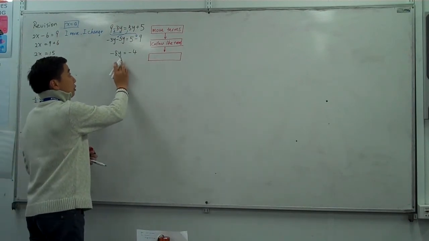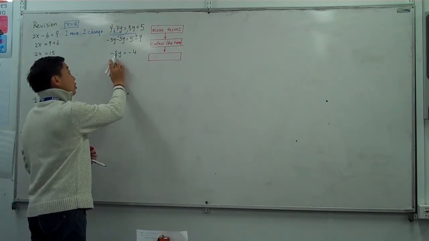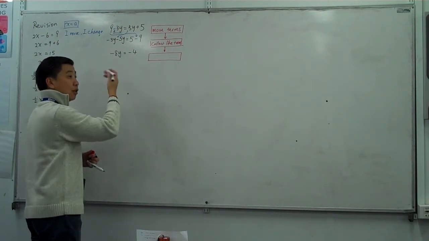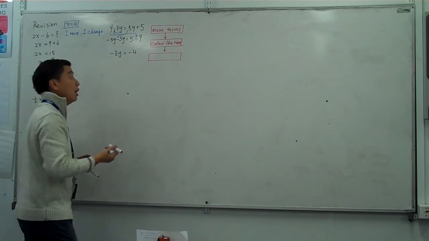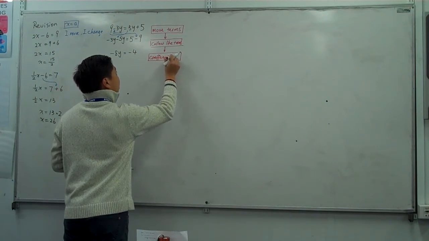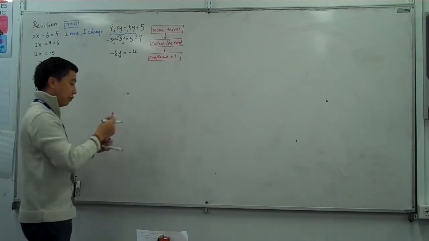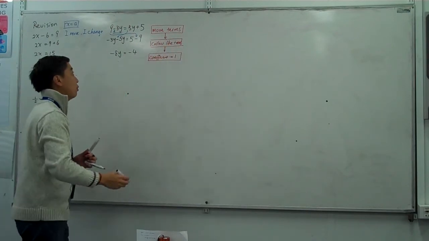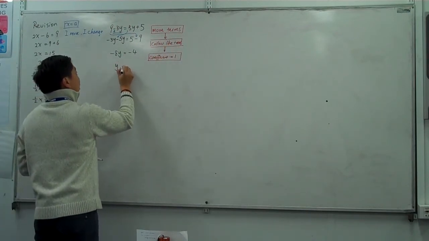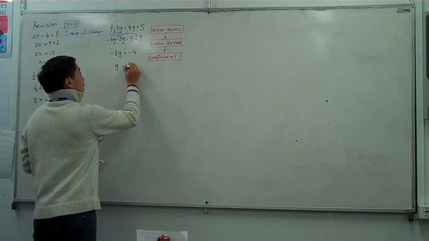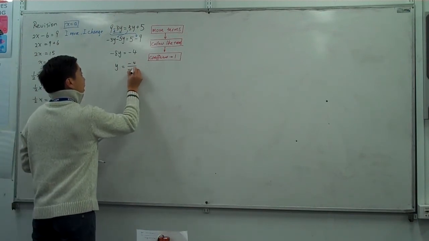We want to find out the value of y, so we need to divide by negative 8 because this is negative 8 times y, so I need to divide by negative 8. So this step is called make the coefficient 1. Okay, so we always follow these steps: move terms, collect like terms, and make the coefficient 1. So y equals. Now for this question, I have to divide by negative 8. So that will be negative 4 divided by negative 8.